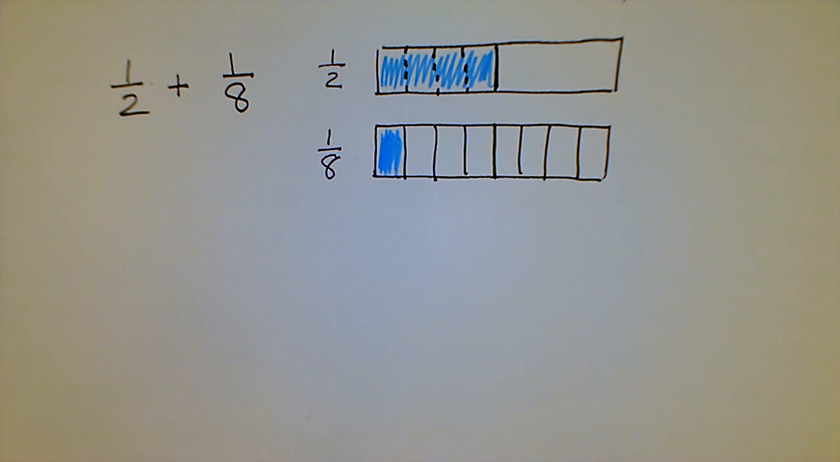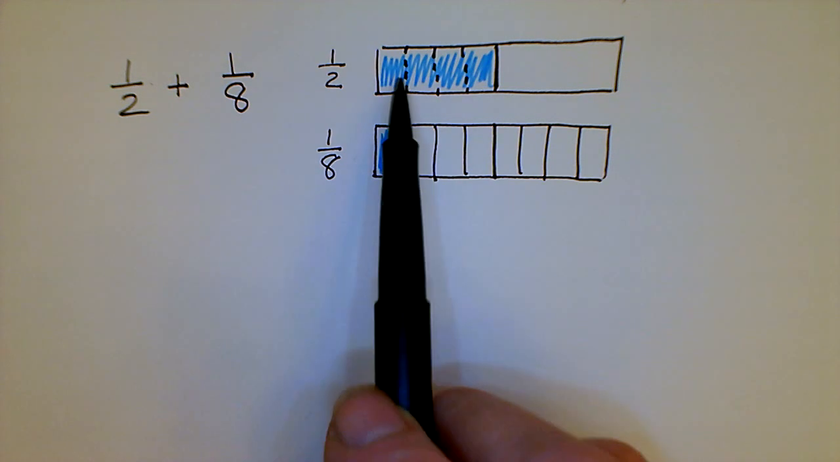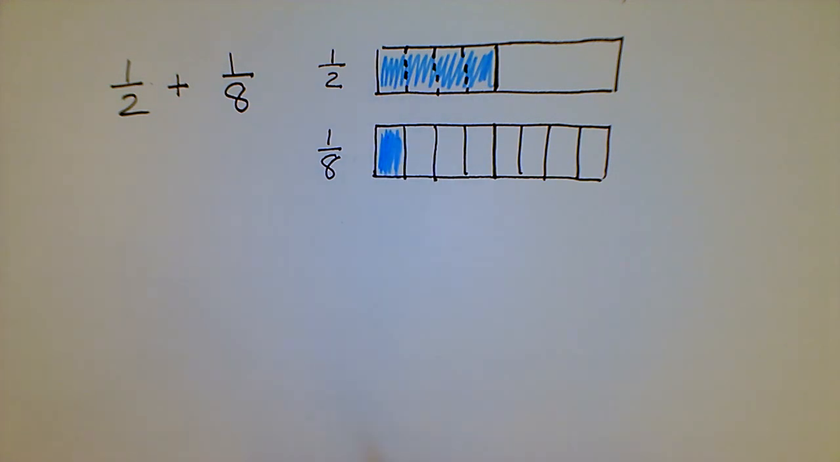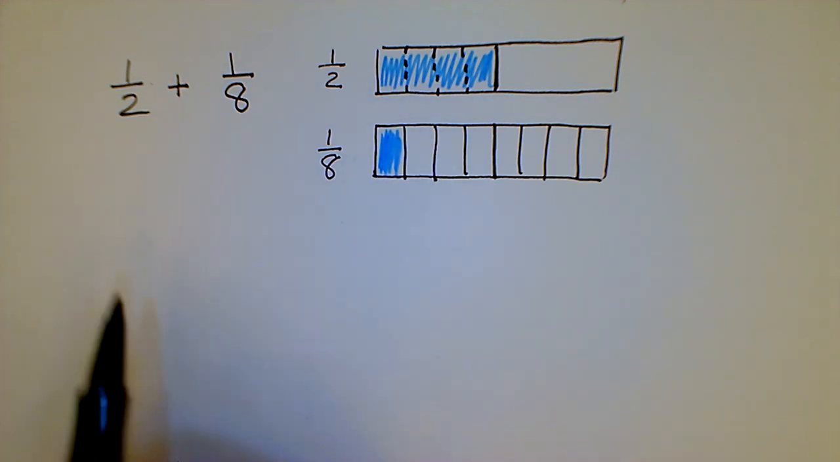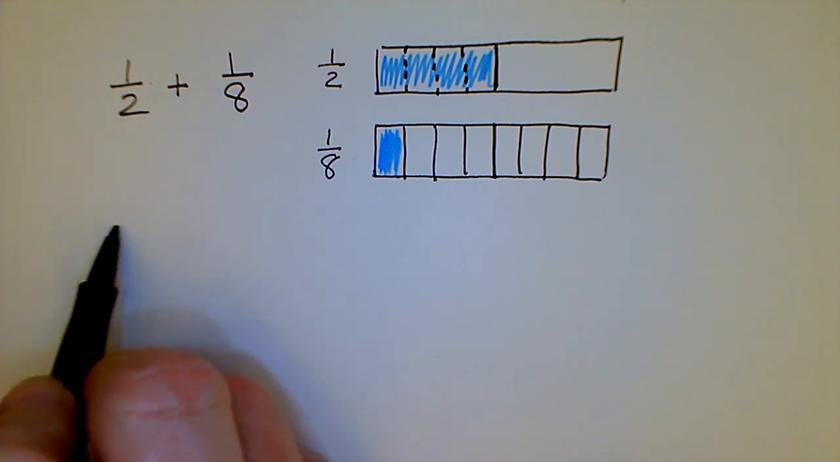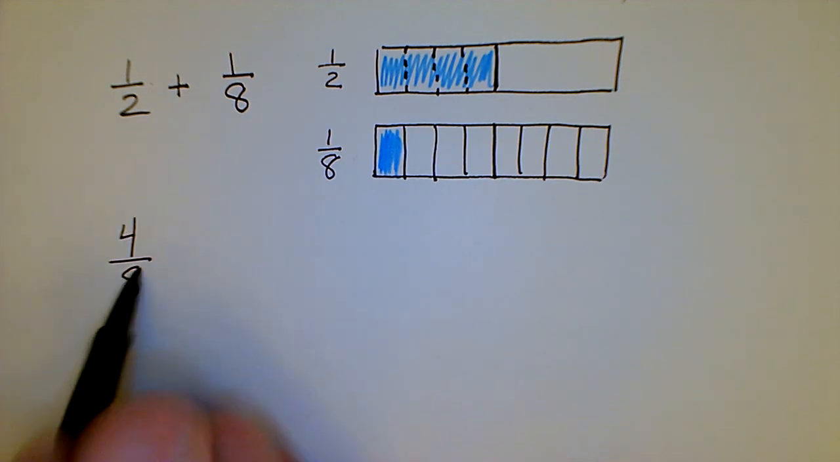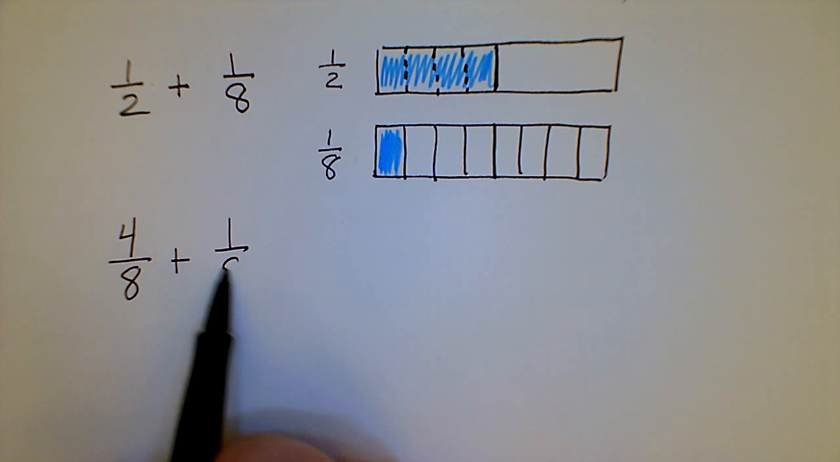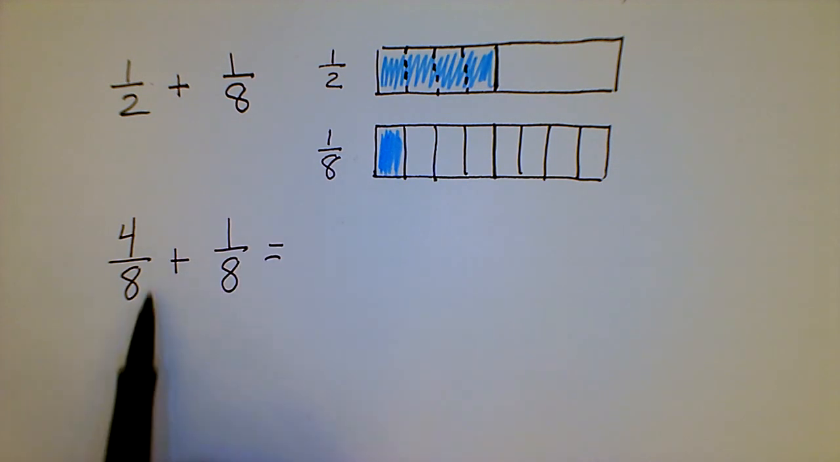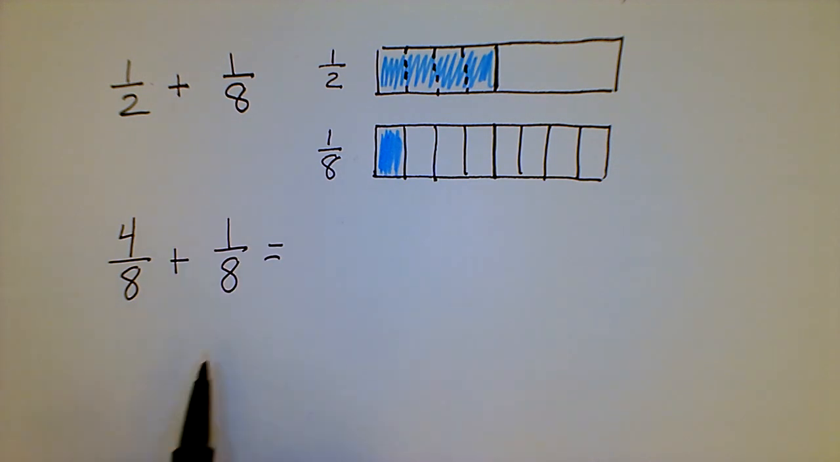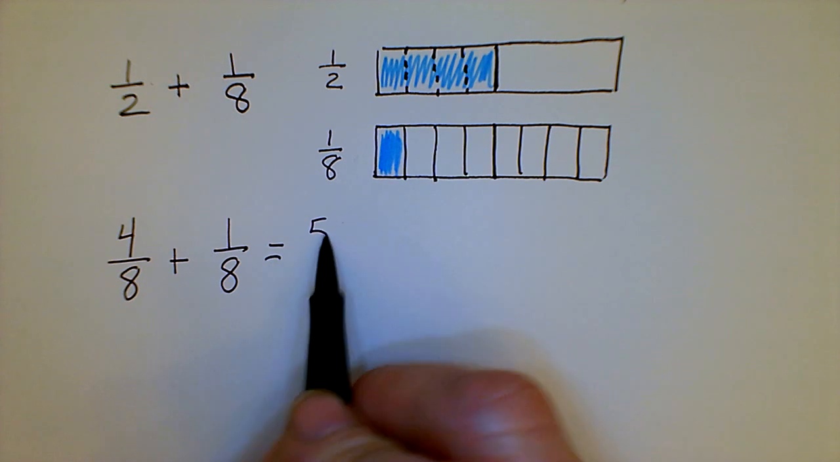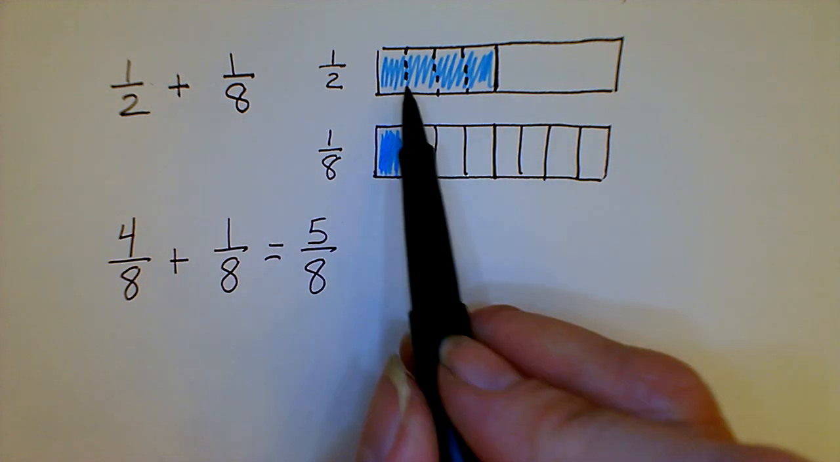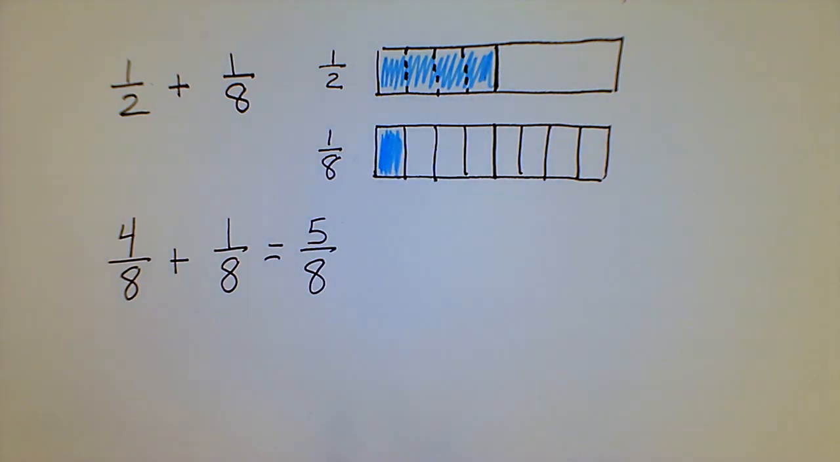And now what you can see is that 1/2 is equal to 4 eighths. So now what I'm going to do is, instead of adding 1/2, I'm going to turn that into 4 eighths. And I can just say 4 eighths plus 1/8 is equal to, so we have 4 of those size pieces plus 1 of those pieces gives me 5 of those pieces. And I can see that here, 1, 2, 3, 4, 5.